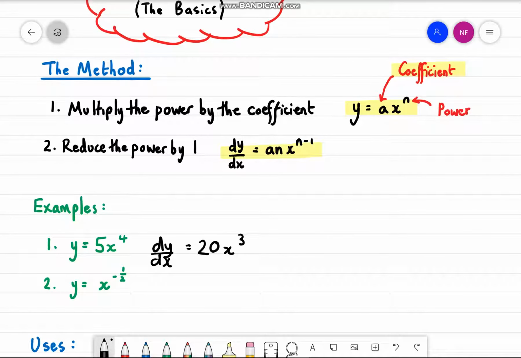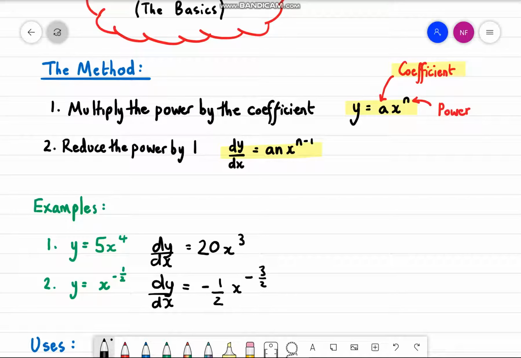Second example, if y equals x to the power of minus a half, we can say that dy over dx is equal to minus a half times 1, which is just minus a half, x to the power of minus a half minus 1, which is minus 3 over 2.